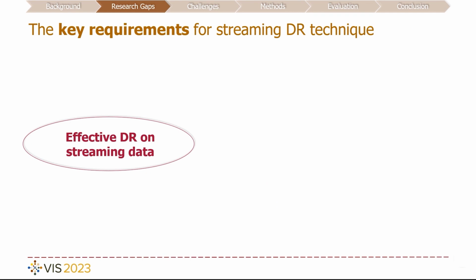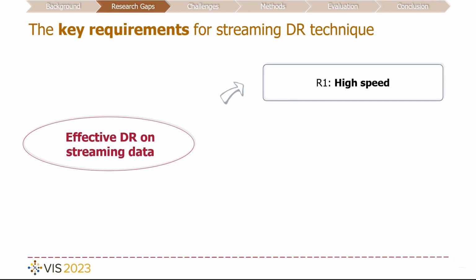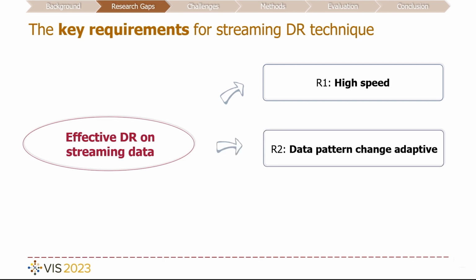We aim to develop an innovative streaming dimensionality reduction technique to address these gaps, and we've identified three key requirements for this technique. The first requirement is high speed. It needs to process data at a pace that matches the rate at which data arrives. The second requirement is adaptability to changes in data patterns, which ensures the reliability of the embedding results.